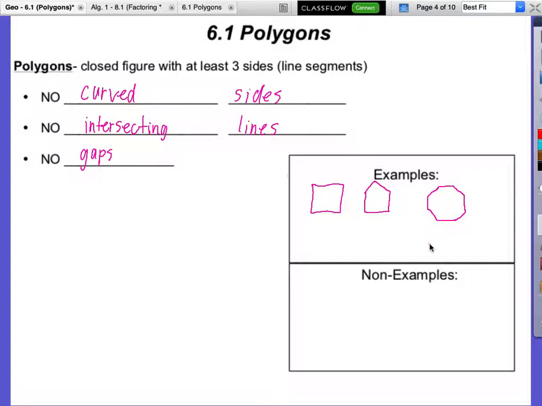So what would be a non-example? A circle, because even though it's closed and there's no intersecting lines, there's no gaps, there's curved sides. An oval. A line, because it's not 3 or more lines. A triangle with an open side, or a square with an open side.